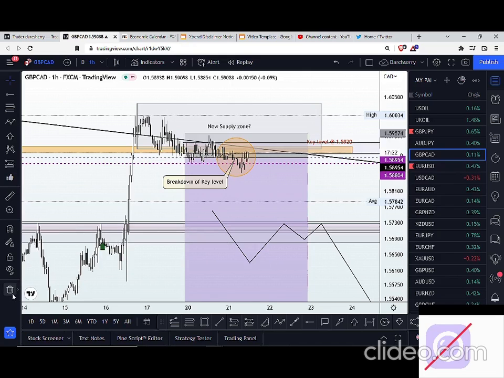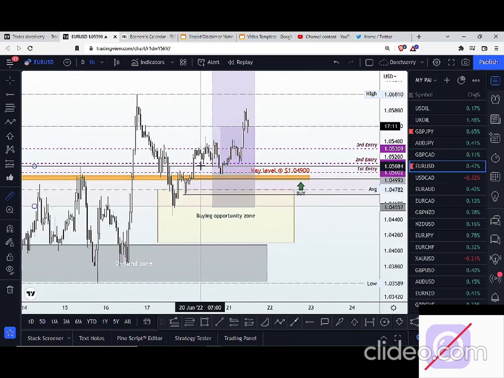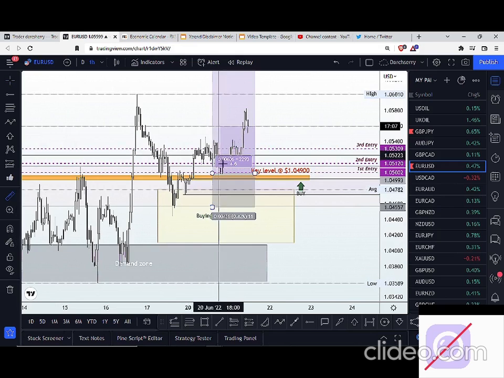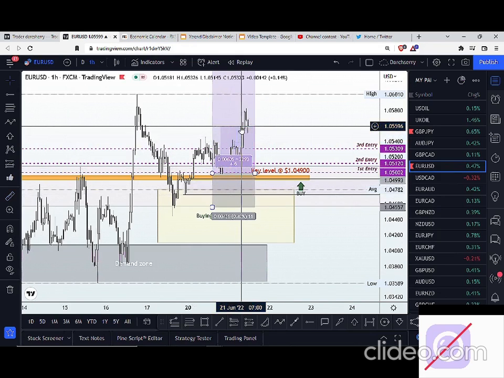We ran out of time and I was not able to do that. And EUR/USD is doing quite well this morning. We have three positions running: the first entry here, the second entry here, and a third entry at this area. Price is running from our first entry by about 60 pips.